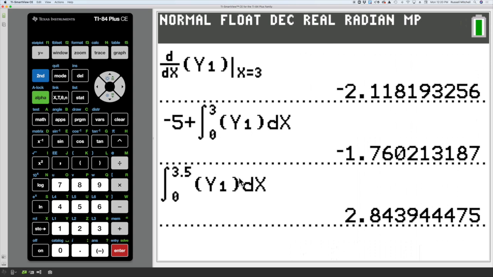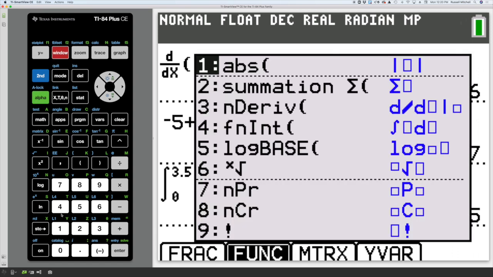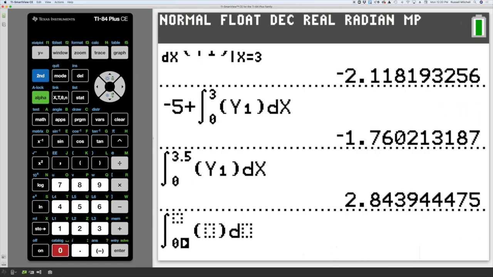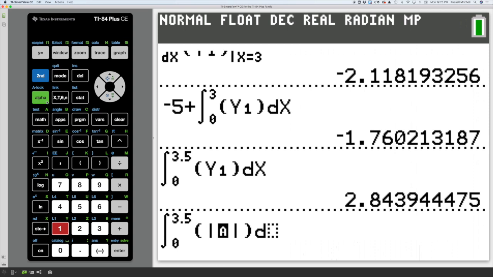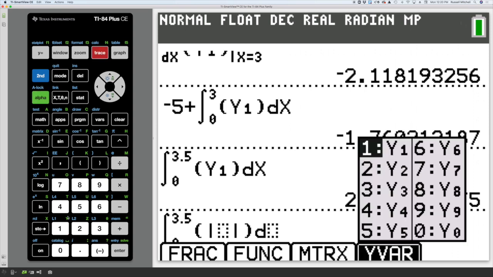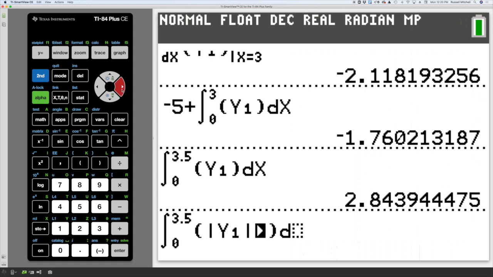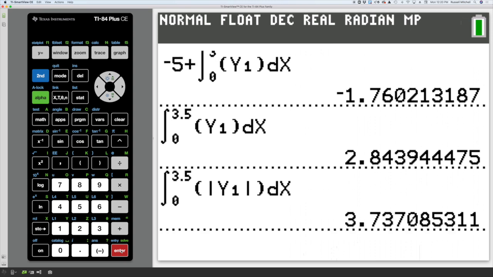Now we want to do the absolute value of this. So again, we're going to integrate: alpha window, function integrate, 0 to 3.5. But now, before we put y1, we want to enter the absolute value. So that's alpha window, and number 1 is the absolute value function, and then the absolute value of the velocity, which is stored in y1, and then dx. And we get 3.737. Let's go back to our paper and record these two values.